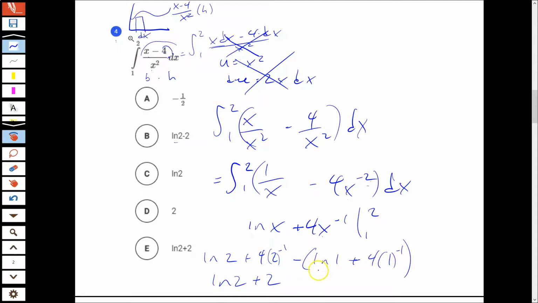Natural log of 1 is just 0, because anything to the 0 power is 1. And then I have minus, and then 4 over 1, so minus 4. So this ends up being natural log of 2 minus 2, which is choice B. Okay.